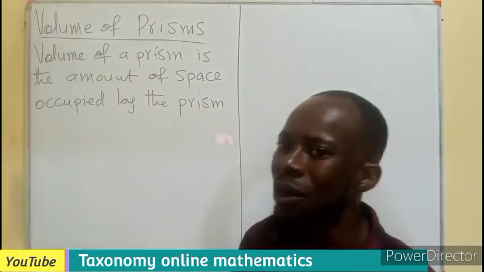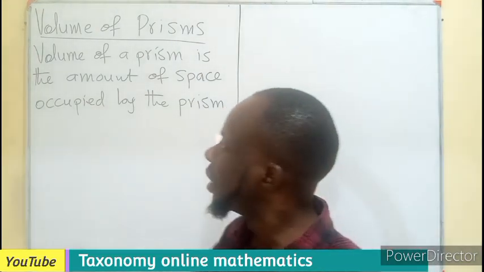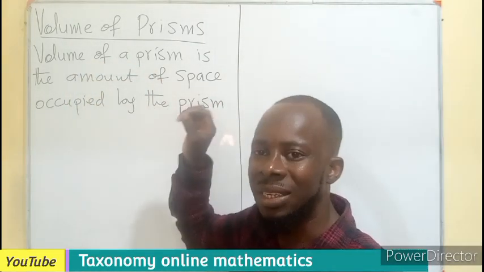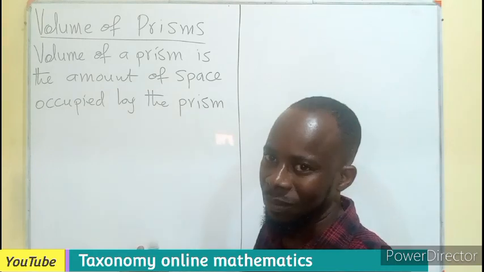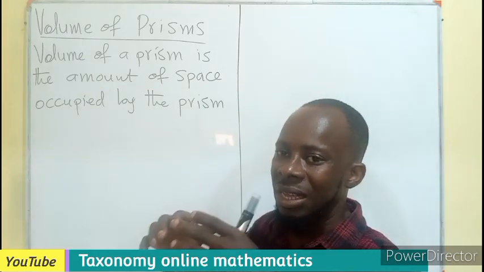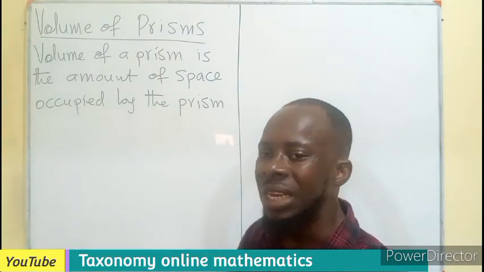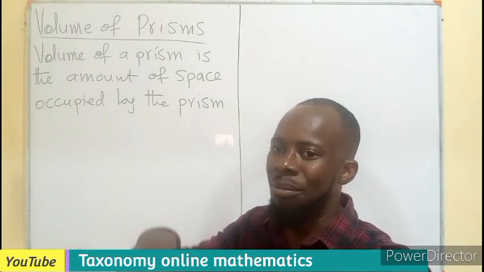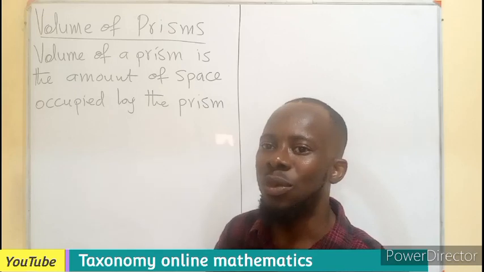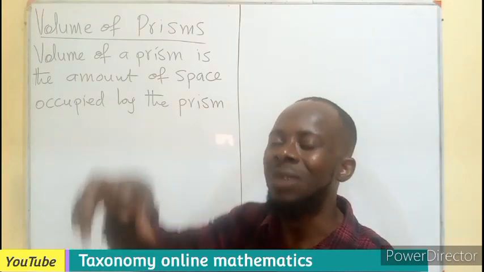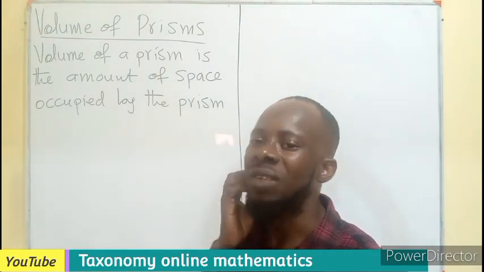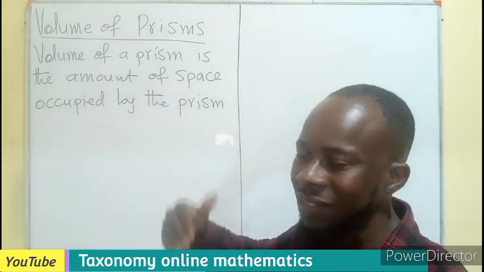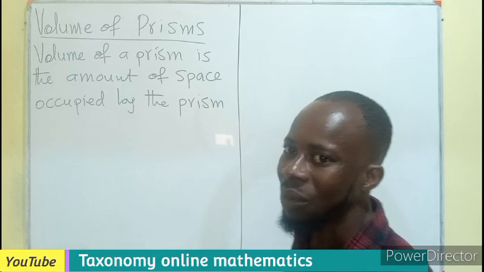All right. Now, how do we determine the volume? The volume is just the space that has been occupied by the prism. So if you take, for example, a cup made in the form of a cylinder, the space in it, the amount of water that the cup will hold will determine the volume, the capacity of that cup. So let's see how we can relate that into a formula calculation.